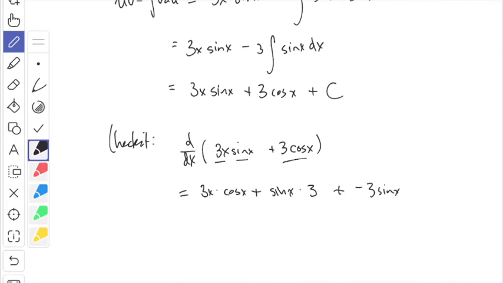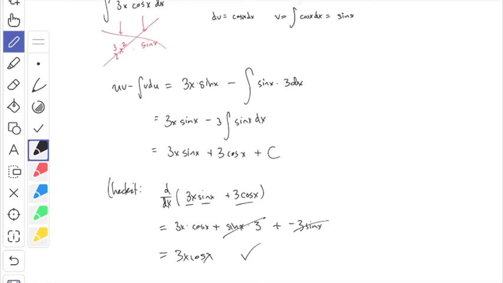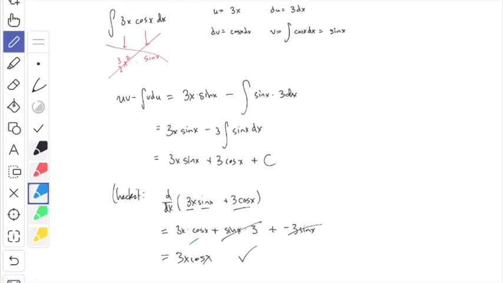And what happens? This guy cancels this guy, and I end up with 3x cosine x. And this really was the thing on the inside of the integral that I started with. This checks out. It checks out because this here matches with this, right? Which is what I wanted. This is how you know you did it right.